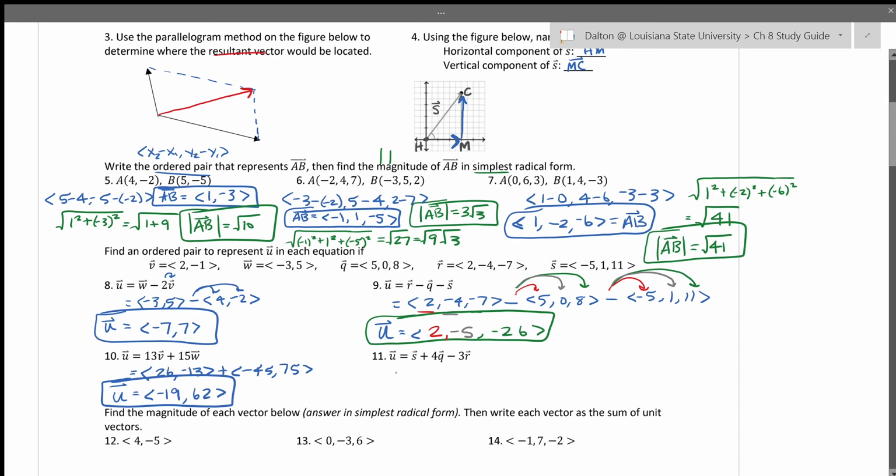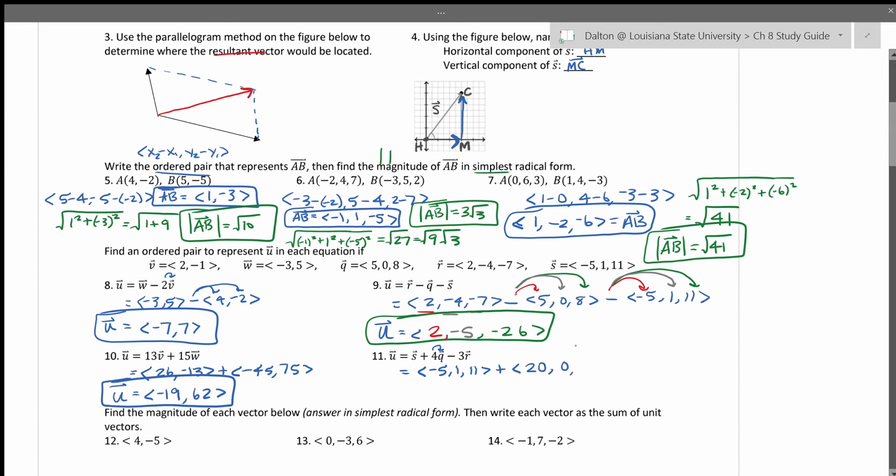Last one, vector s plus 4 times vector q minus 3 times vector r. So let me write what these are. Vector s is -5, 1, 11. Plus, I'm going to distribute this 4 to vector q. So 4 times 5 is 20. 4 times 0 is still 0.